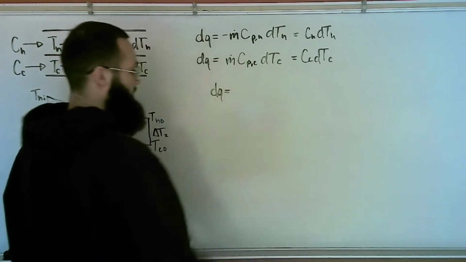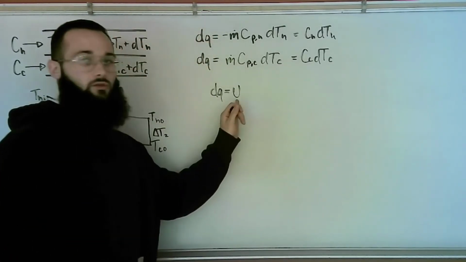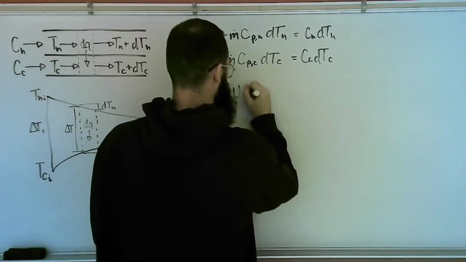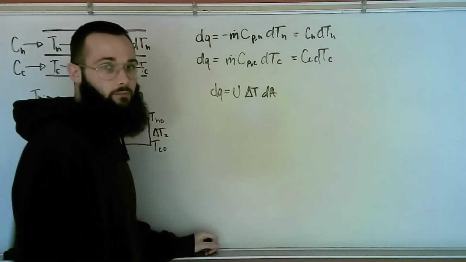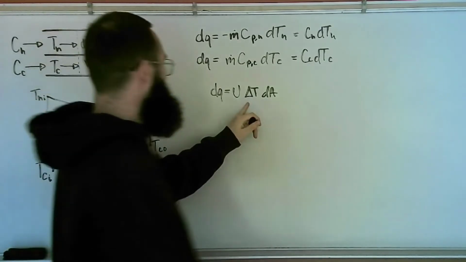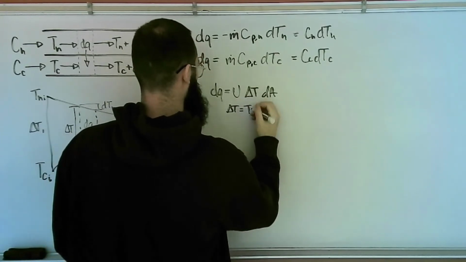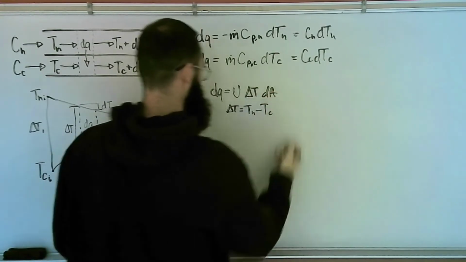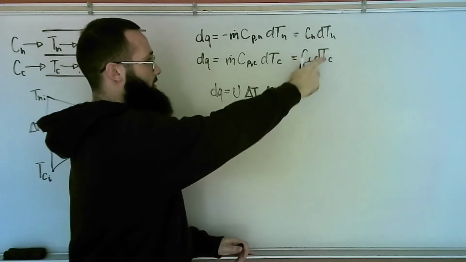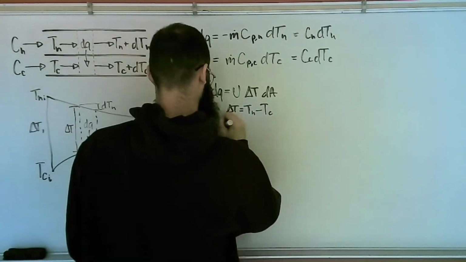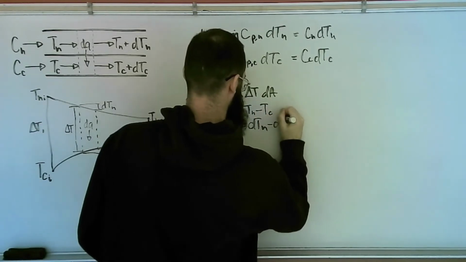So the change in the heat transfer rate is going to be equal to some heat transfer coefficient, U, times the change in temperature over the differential area. And so we're going to use the delta T from here. So delta T is going to be equal to TH minus TC. And then what we're going to do is take a derivative of this so that we can sub in the dTH and dTC. So this will give us d delta T is equal to dTH minus dTC.